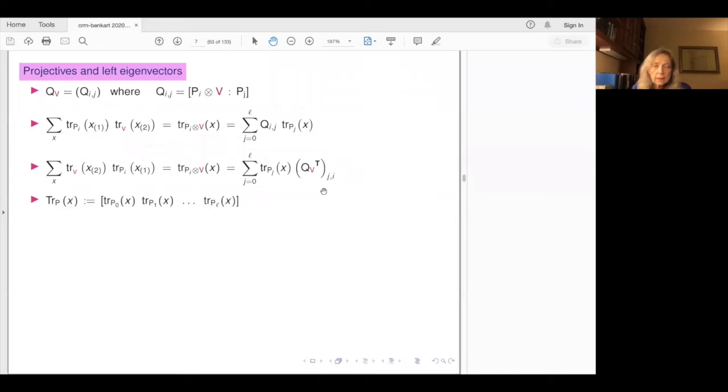Let's take our element X and construct a vector. This time it's a row vector, by evaluating the traces of the projective covers on X. And then the right-hand side of the equation two lines above will give me the left-hand side of this equation, and the left-hand side will give me the right-hand side. So everything is very similar to what we saw before for the Cartan matrix.